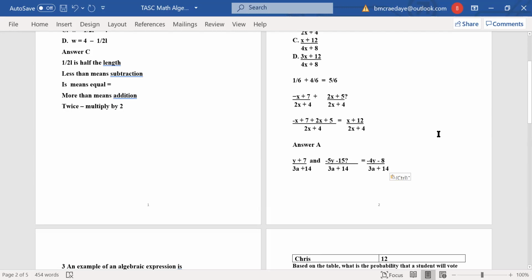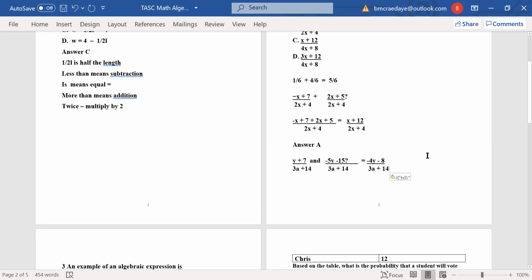Is that what you got, Maureen? Maureen, you get the same answer? I don't think she's on. Okay, so what you did, Vanessa, you added the y and the minus 5y. That's a subtraction, and you have more negative than positive, so that becomes minus 4y. And then you had a plus 7 and a minus 15, so you subtract again, and it's a negative, and that's a negative 8.